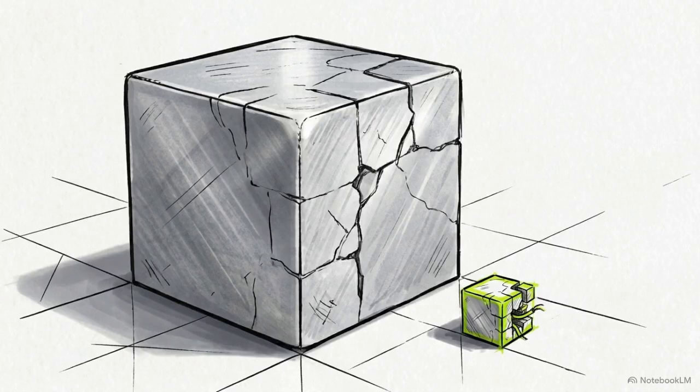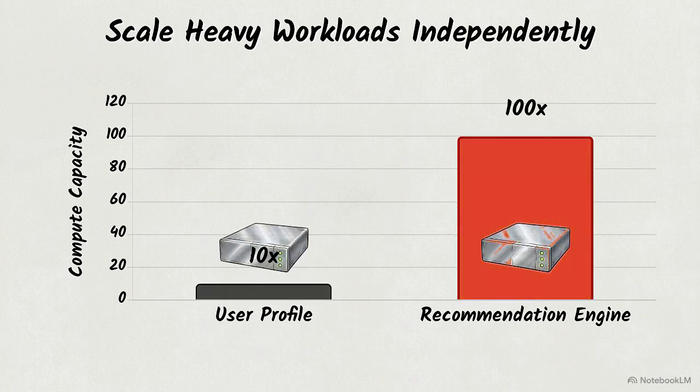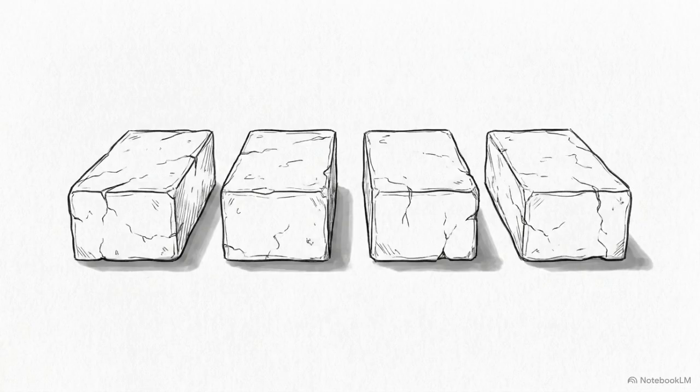Paying this network tax is justified only when different parts of the application have highly divergent scaling demands. If your recommendation engine requires 10 times the compute capacity of your user profile page, splitting allows you to scale the heavy feature independently without running excess copies.